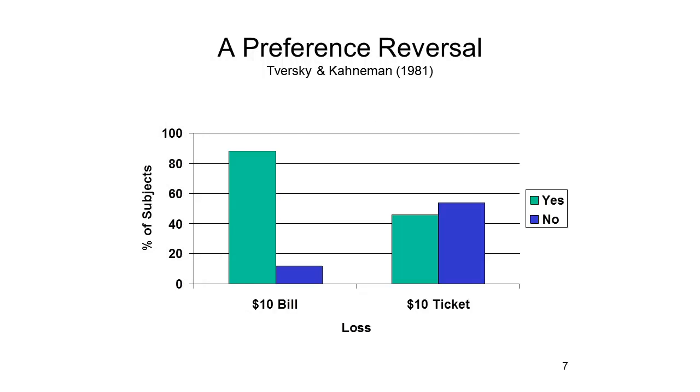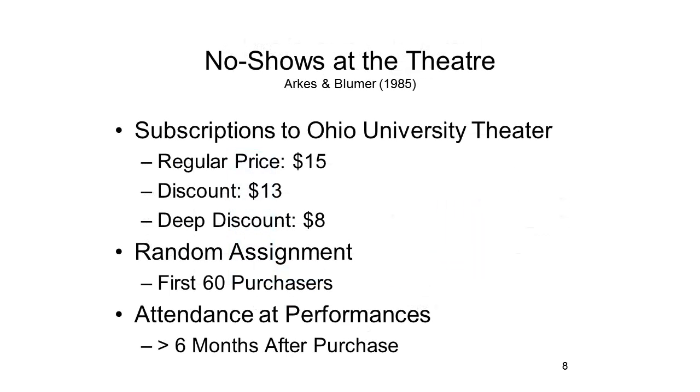But it evidently does. Here's how this kind of scenario played out in a real-life context from a study by Hal Arkus and Catherine Bloomer. They made arrangements to do this experiment with the ticket office at the Ohio University Theater, which sold subscription tickets to the next academic year's theater season.